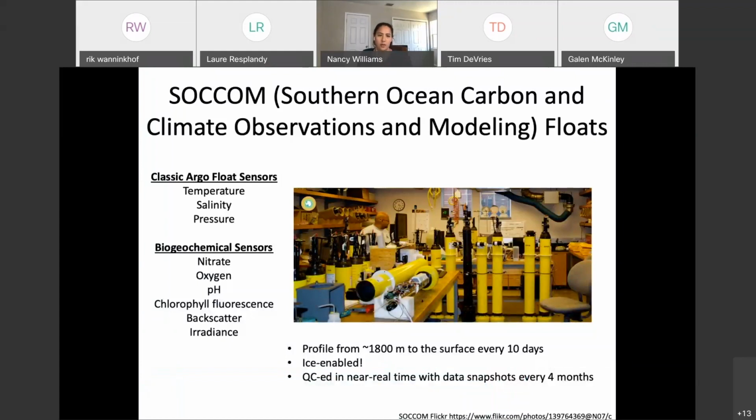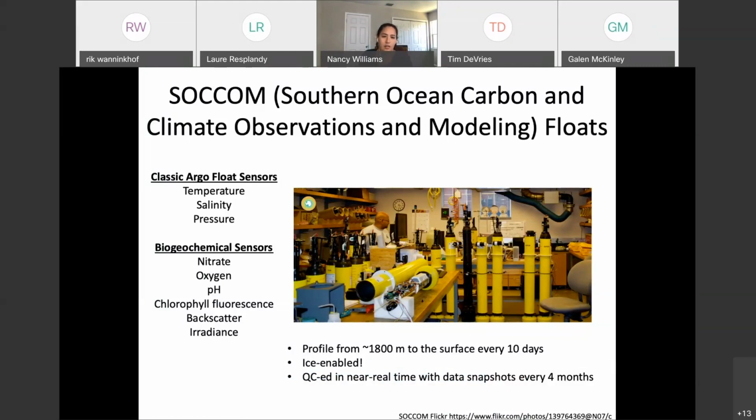So the SOCCOM project stands for Southern Ocean Carbon and Climate Observations and Modeling. And it's an effort that started in 2014 to deploy about 200 biogeochemical Argo floats into the Southern Ocean. And I think that number has gone up. I believe they were funded for a second project.